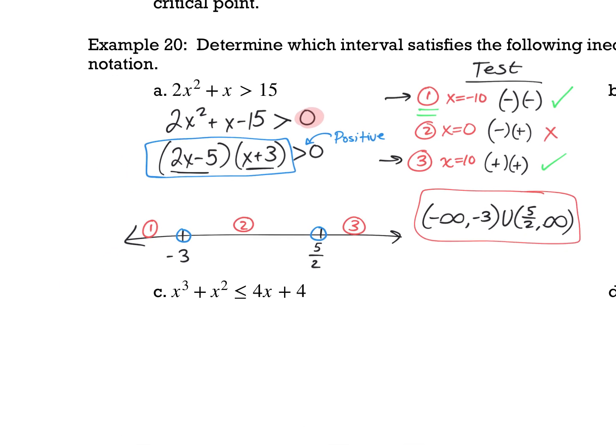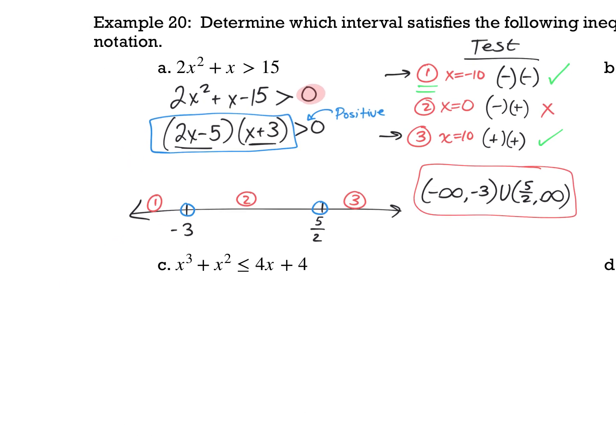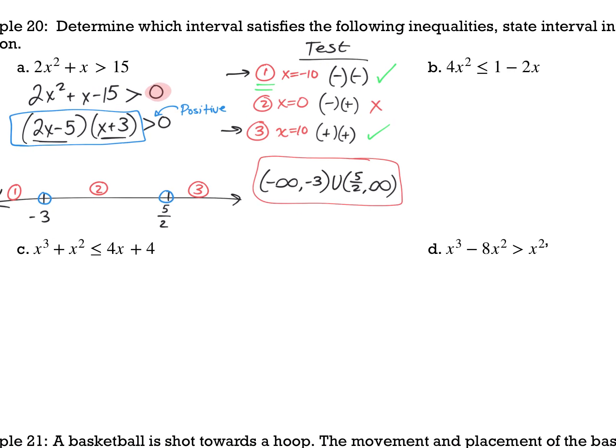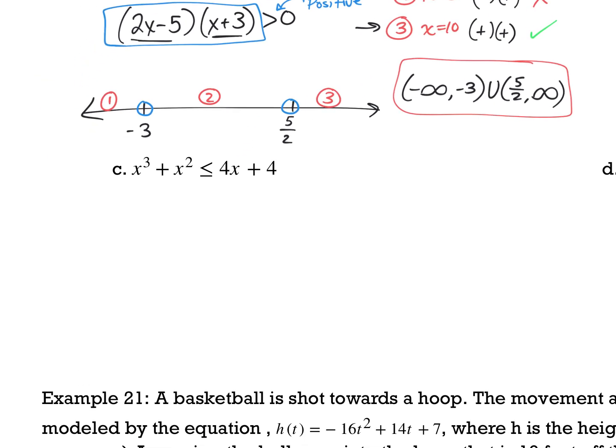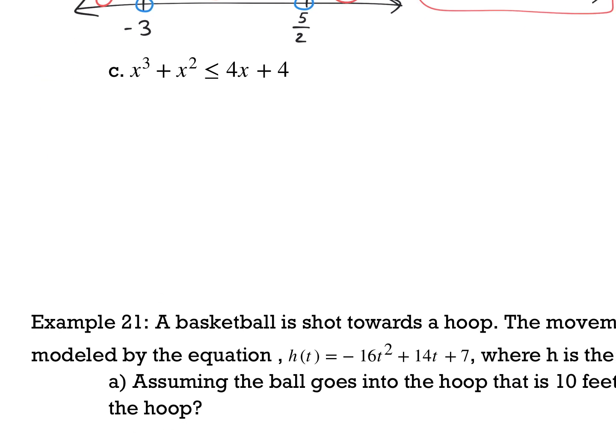I am going to demonstrate letter C as well, just because there's some more complicated factoring, and then I'm going to let you guys try the two problems on the right on your own. I'm going to just walk through example C now. So again, I'm going to start by setting my inequality equal to, not equal, but you get the idea, to 0. And then I'm going to factor to find my possible roots.